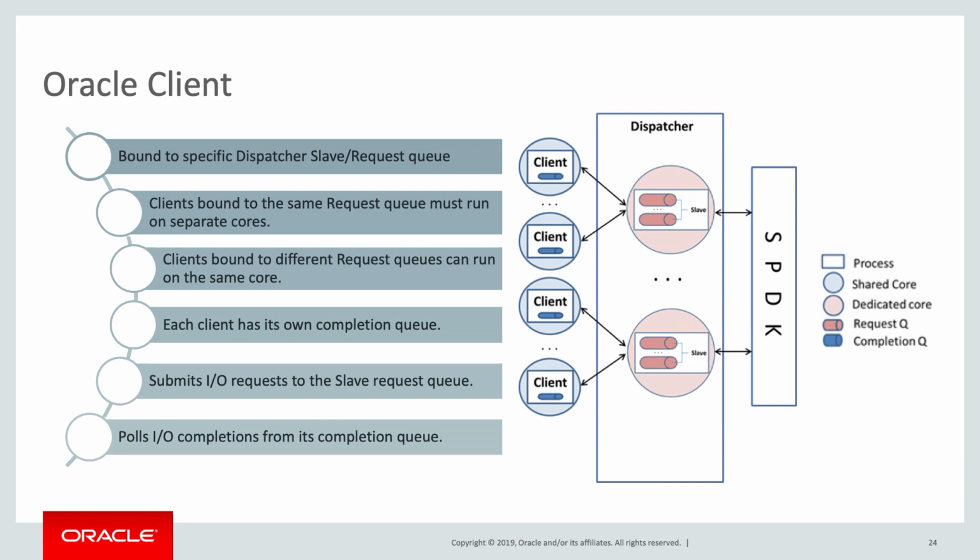So what does the client look like? To load balance between the various dispatchers, a client, when it spawns, is bound to a particular dispatcher slave and an associated request queue managed by that slave. We don't currently have it, but in future we could do load balancing where clients can move between dispatcher slaves if the load is uneven. With the lock-free implementation, the clients on the same request queue need to run on different cores, which we do by specifying core masks for those clients. If the request queues are different, some clients can run on the same core. The completion queue is specific to each client. The dispatcher puts the I/Os in that completion queue, and the client polls for the I/O completion from that queue.